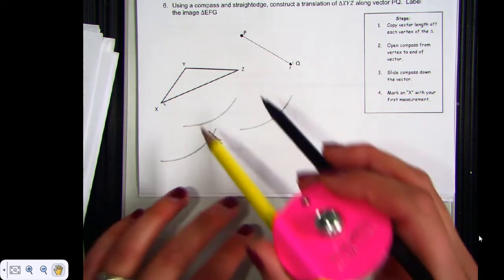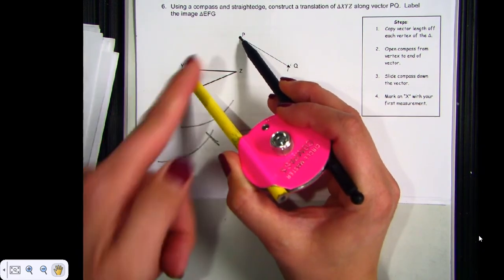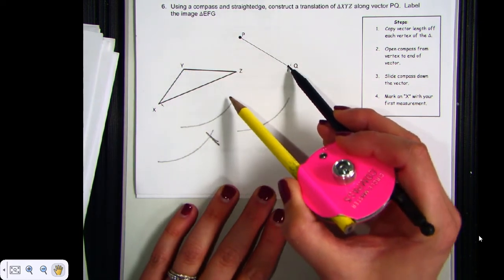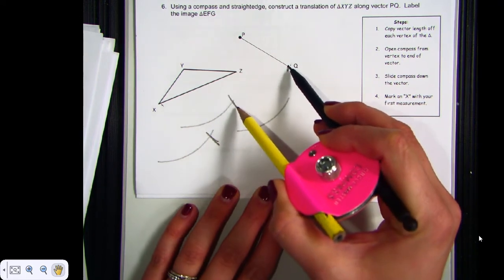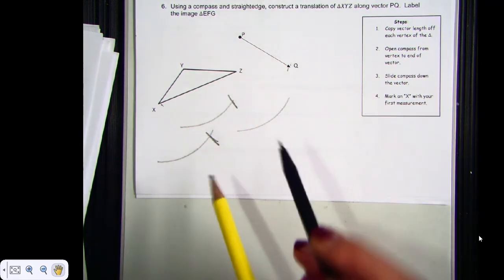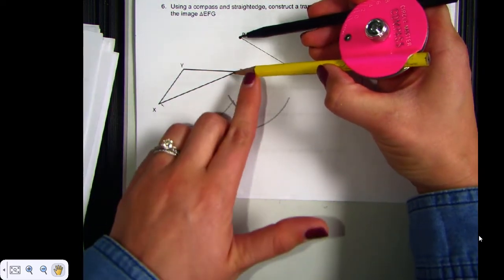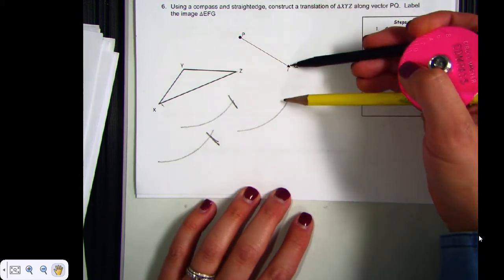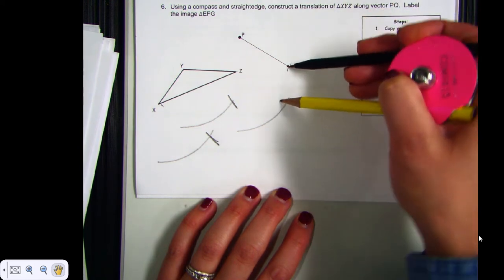Okay, the next one is from P to Y. So you're going to go from the beginning of the vector down to the other end of the vector, and you should get an intersecting point. And then you're going to do it one more time for the last part of the triangle, from P to Z. Starting at the beginning of your vector, jump to the other end, and you should get another intersecting point.